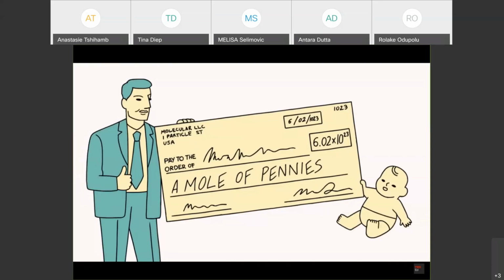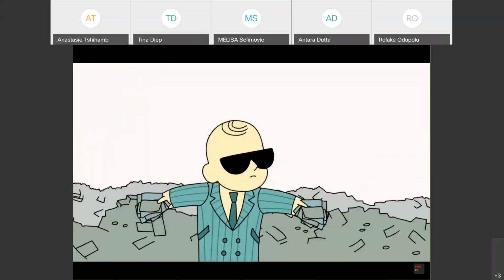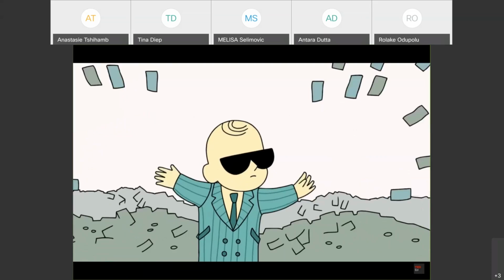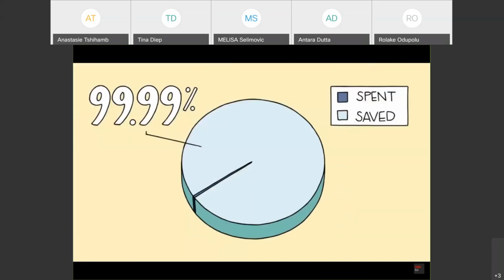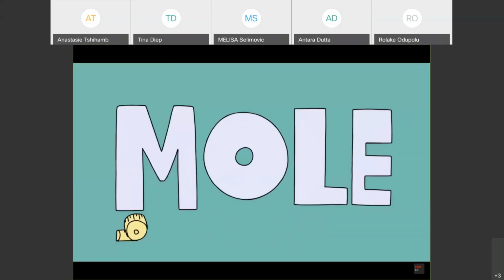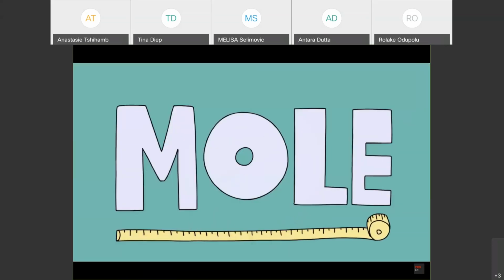If you received a mole of pennies on the day you were born and spent $1 million a second until the day you died at the age of 100, you would still have more than 99.99% of your money in the bank. Okay, now we sort of have an idea how large the mole is. So how do we use it?